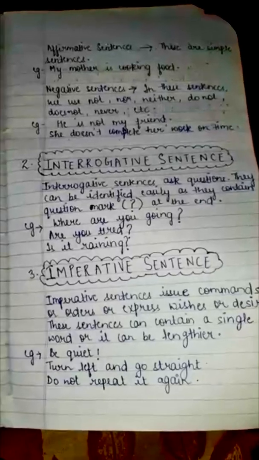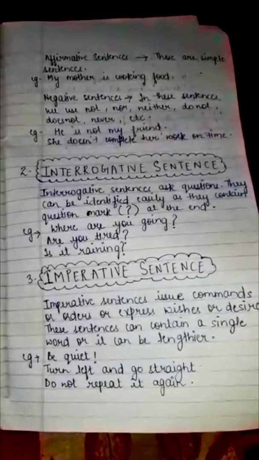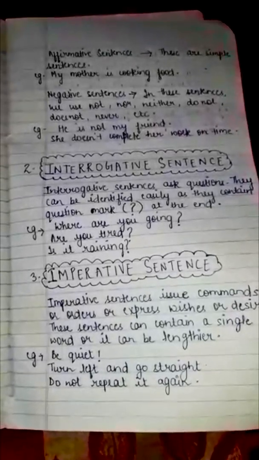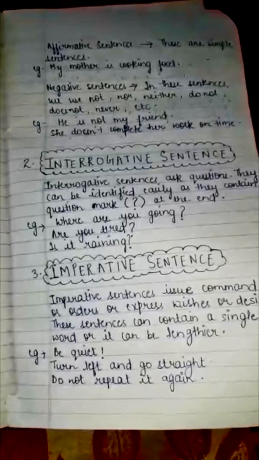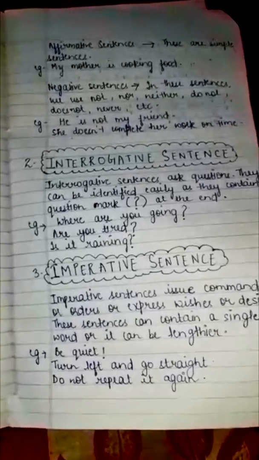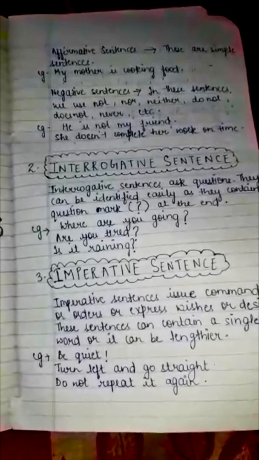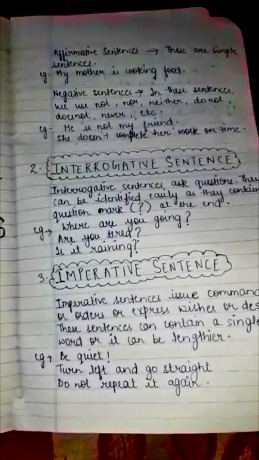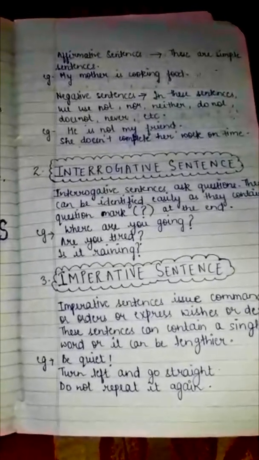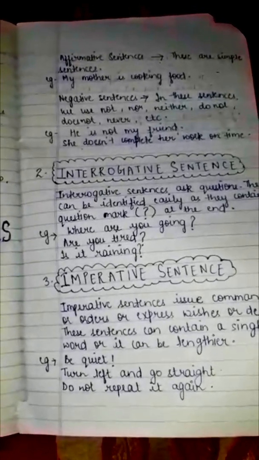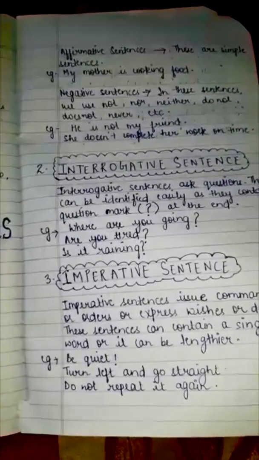Imperative sentences are those sentences in which we show command, request, order, advice. See the example: Be quiet! Can you see the exclamation mark? Students, although we have used an exclamation mark here, it doesn't mean that it is an exclamatory sentence. I have used it because I am giving an order, right? Be quiet. Then: Turn left and go straight.